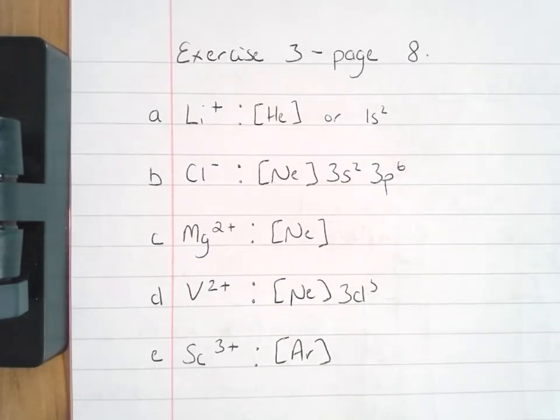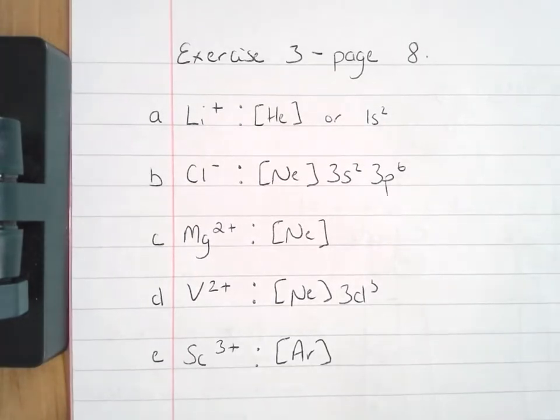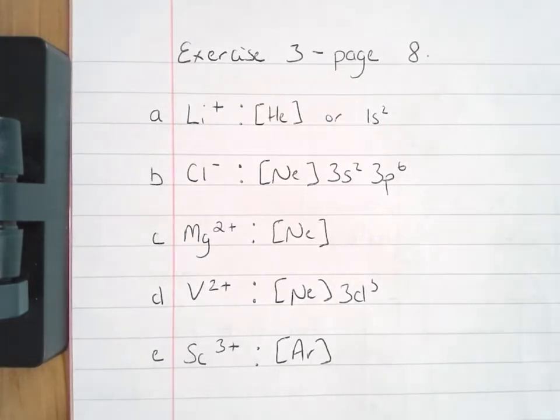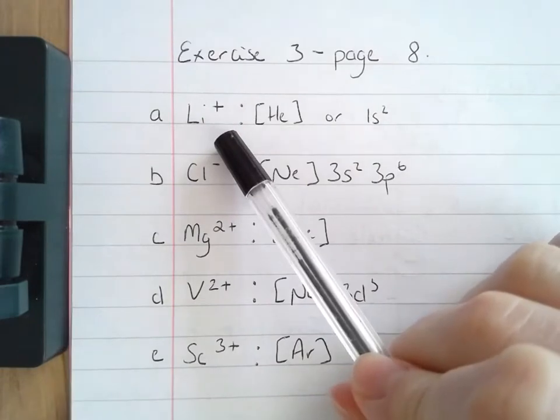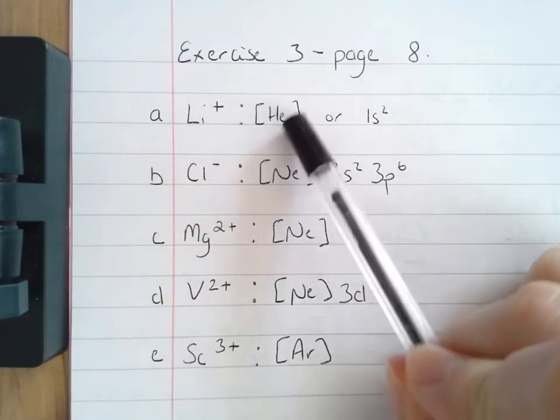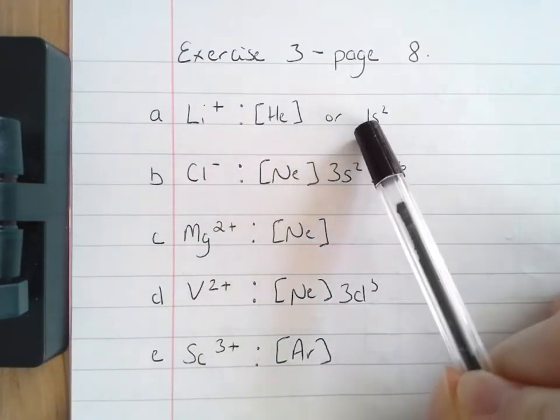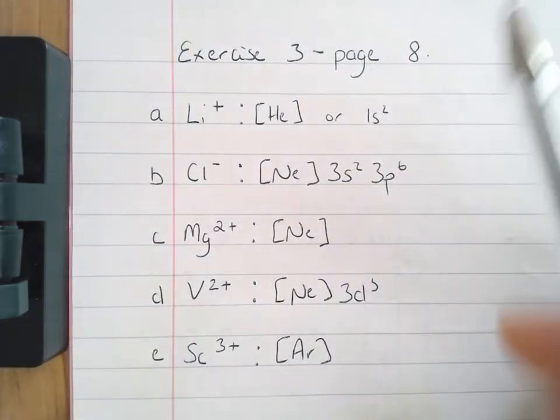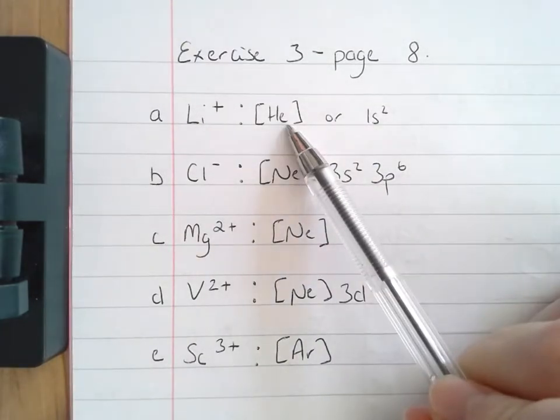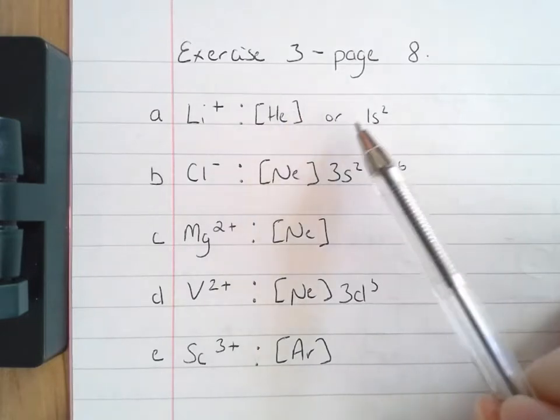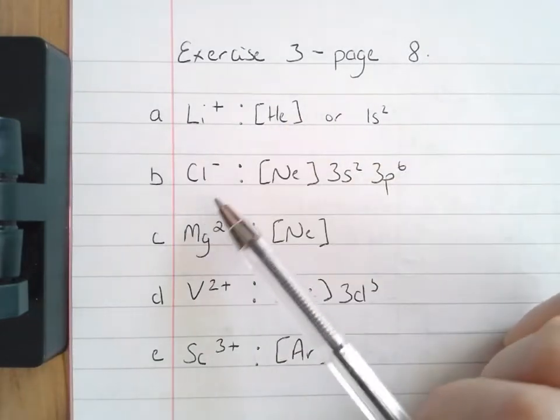I'm going to go through the answers to exercise 3 on page 8. The first one is Li+, so lithium after losing one electron. When lithium loses one electron, it has the same electron configuration as helium, or you can just write this as 1s2. Typically, we don't actually use this shortcut here because there's no need for a shortcut when all you're writing is 1s2.